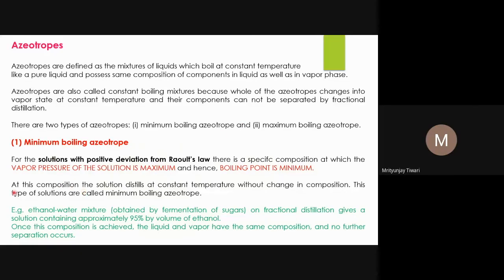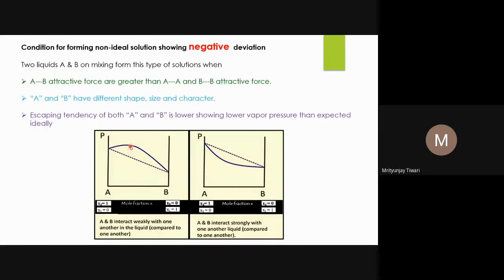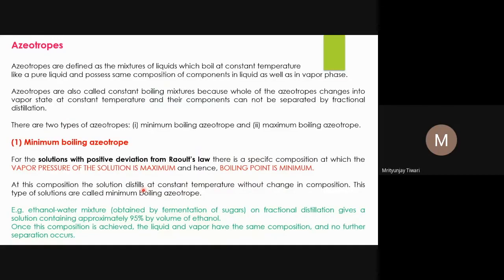So the minimum boiling azeotrope is for the solution with positive deviation from Raoult's law, this is what the figure I have shown. There is a specific composition at which the vapor pressure of the solution is maximum, and hence the boiling point is minimum. Suppose in this graph, here the vapor pressure is maximum and the boiling point is minimum, and this composition you can call the minimum boiling azeotrope. This is the percentage composition of A and B, or you can also use mole fraction to represent that, or any other concentration term.